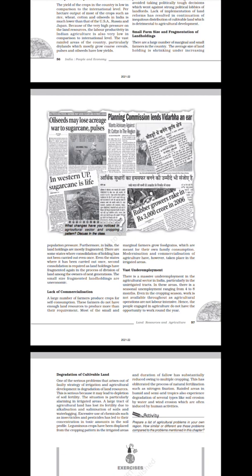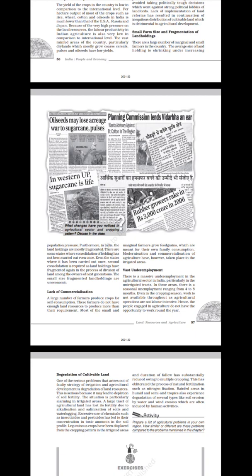The small size fragmented land holdings are uneconomic. Lack of commercialization. A large number of farmers produce crops for self consumption. These farmers do not have enough land resources to produce more than their requirement. Most of the small and marginal farmers grow food grains which are meant for their own family consumption. Modernization and commercialization of agriculture have, however, taken place in the irrigated areas.